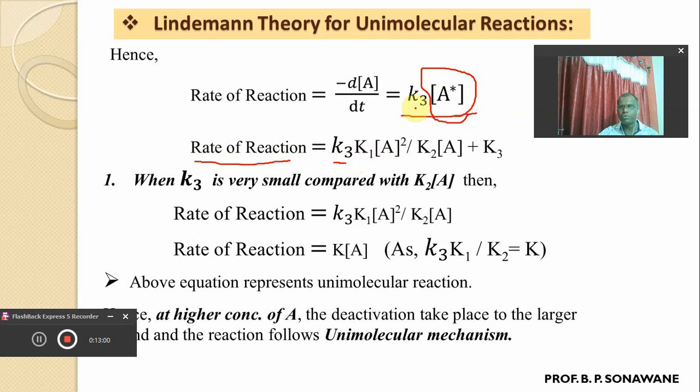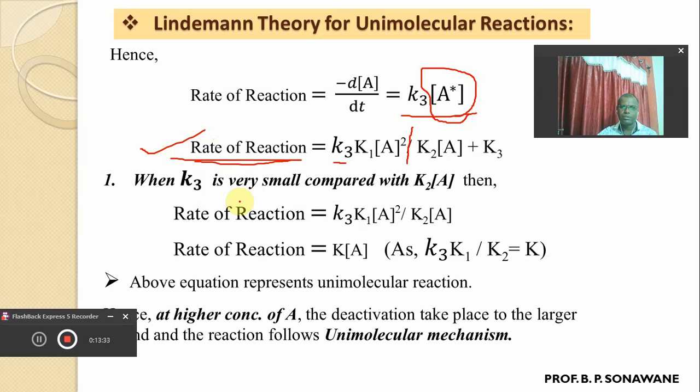So K3 into the expression for the activated molecule A star, which is K1 into A square divided by K2 into A plus K3. This is the equation for the rate of unimolecular reaction according to the collision theory, applied on the basis of the concept of bimolecular reaction by means of Lindemann. And definitely this is a very simple equation for the rate of unimolecular reaction by means of the Lindemann theory.